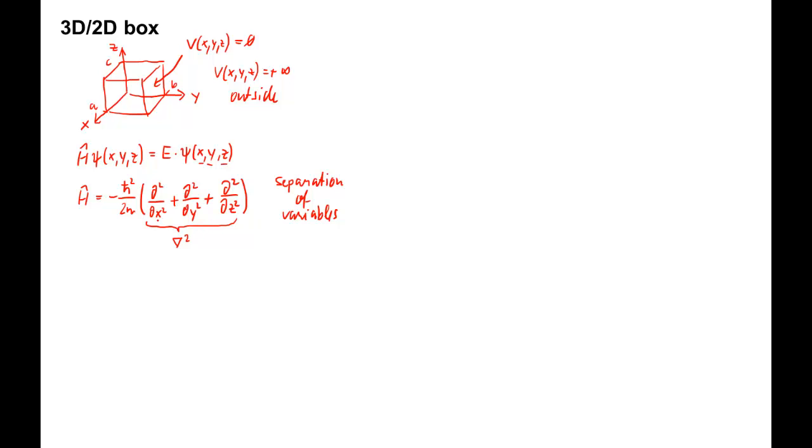If the operator is a sum of three terms, the solution is going to be a product of three terms, each depending on one variable. With this separation of variables, we write a product function. Psi of x, y, z equals some uppercase X function of x times some uppercase Y function of y times some uppercase Z function of z. Uppercase X, Y, and Z are functions that we need to determine.